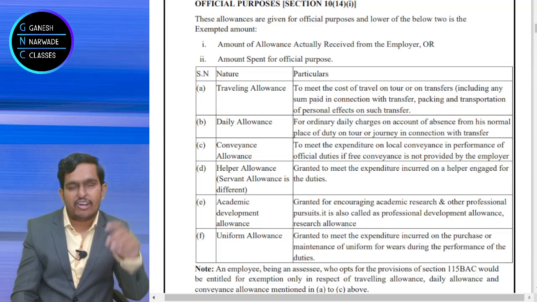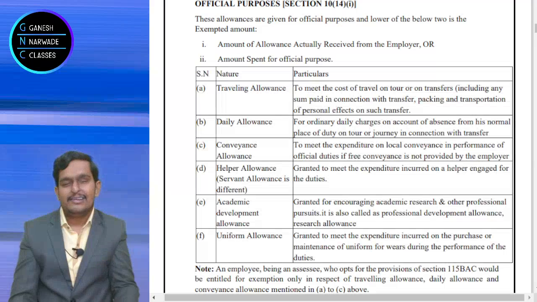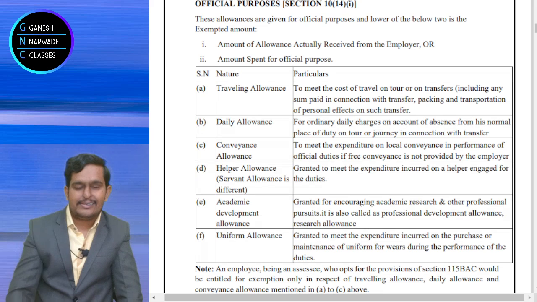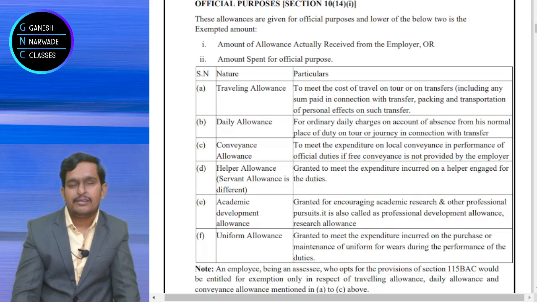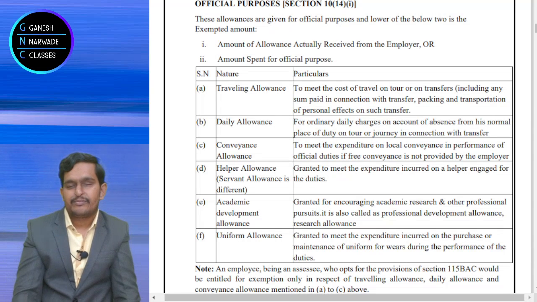Uniform allowance is for office use. Dress, wherever you roam, for fashion, for fun, it is your wish. Dress is personal, in simple language. So dress allowance is fully taxable. Suppose dress allowance 10,000 received, 6,000 spent. So, sir, 4,000 taxable? No, dress is fully taxable. Total 10,000 taxable. Uniform unspent amount is taxable. Okay, clear to all of you?